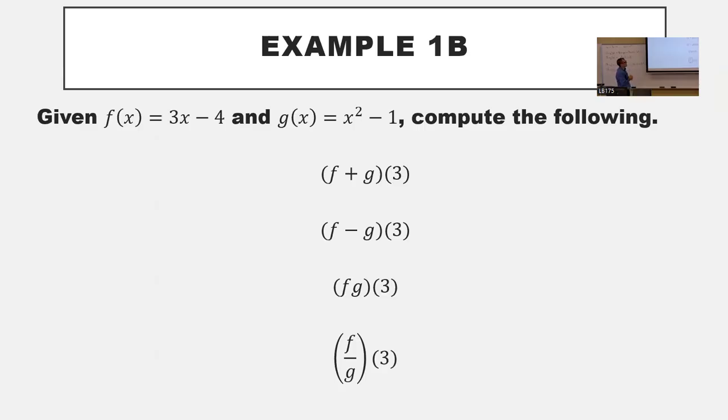Now, what if I have f plus g of a number? Something like f plus g of 3. F minus g of 3. F times g of 3. F over g of 3. There's actually a couple of different ways to approach problems like this.